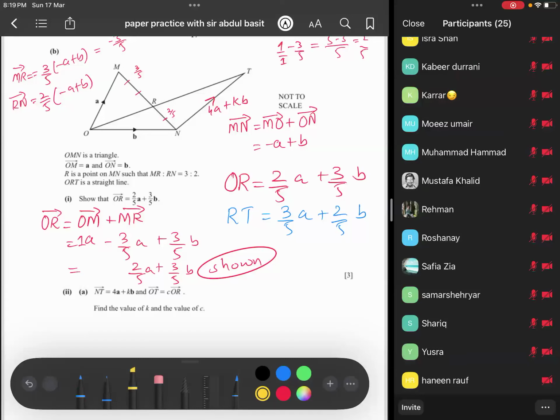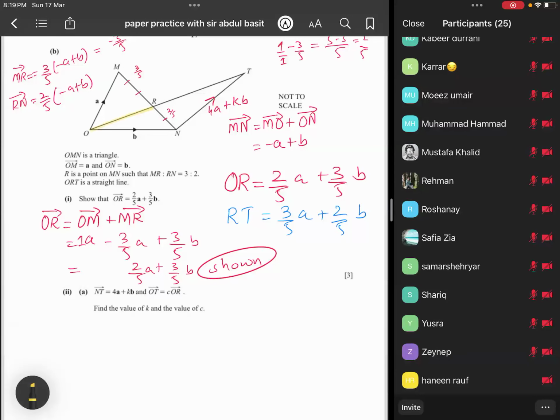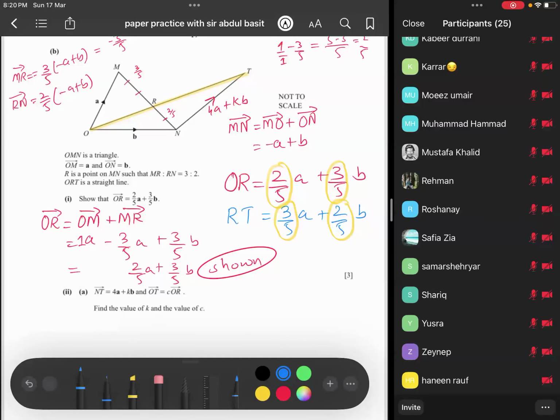They say that OR, we found it just in part 1. Agree? I know that RT is also a straight line. Agree or not? If OR is 2 by 5a, then obviously RT is 3 by 5a. Get it or not? Yes, sir. And if this is 3 by 5b, then that would automatically be 2 by 5b. Yes or no?